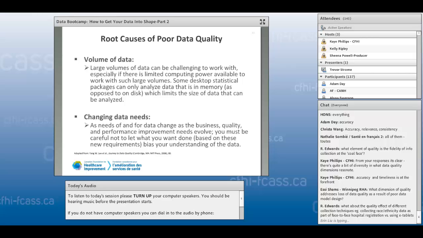Yeah, thanks. Oh, hi, Trevor. This is Kay here, and I'm just flagging that there are two questions that have come up on the chat, so thanks for that, Melanie. And Trevor, just wondering if you could take a moment to address Essie's question about what dimension of quality addresses loss of data quality as a result of poor data model design.